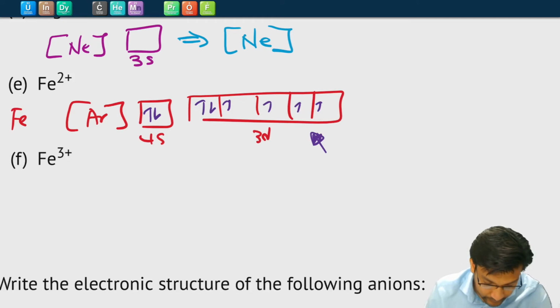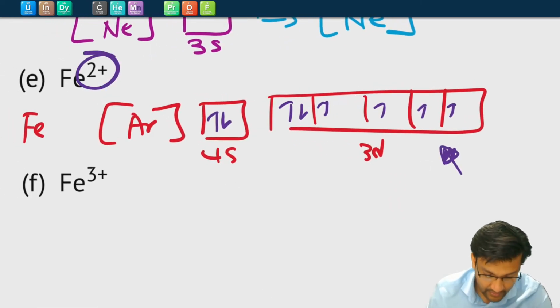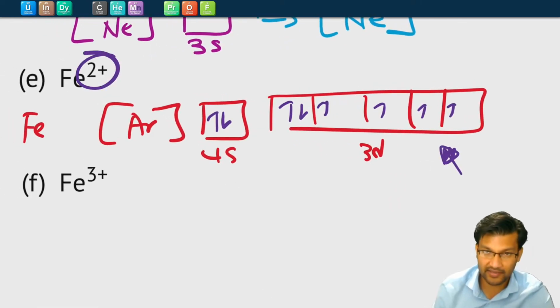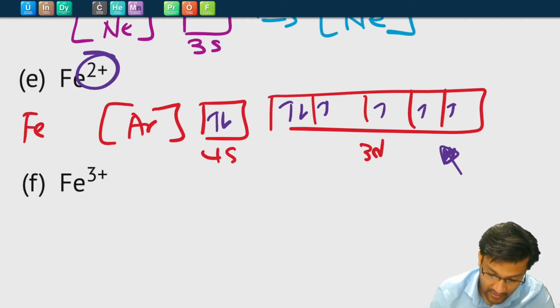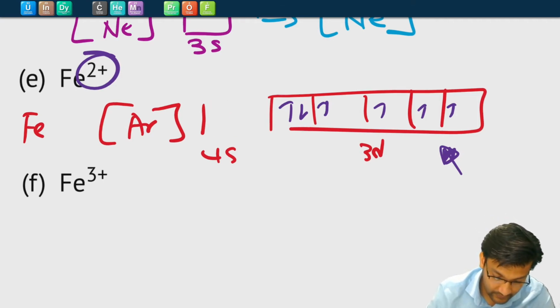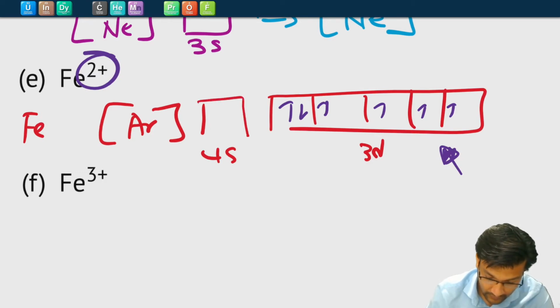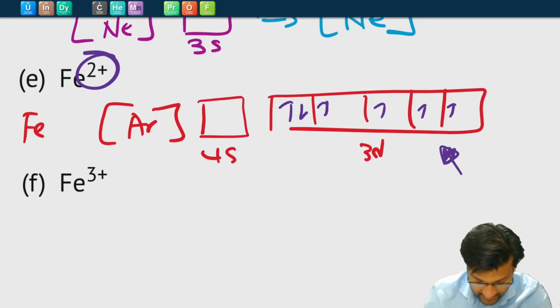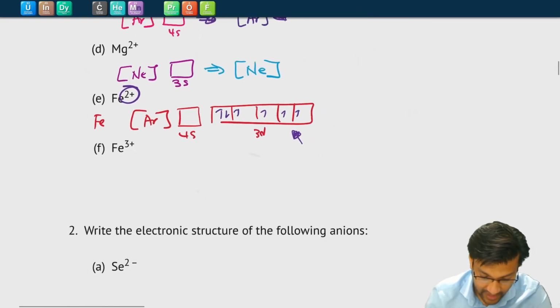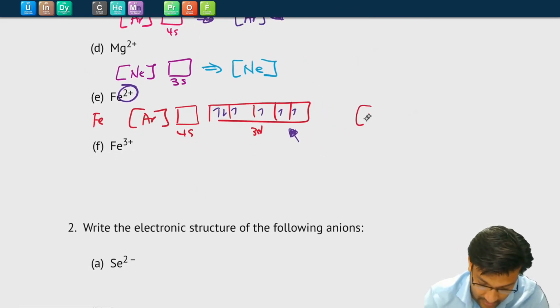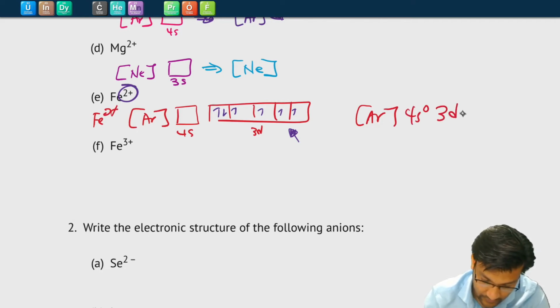Okay, now to make the 2 plus ion, we need to remove 2 electrons, and as I've mentioned, you remove from the 4s first. So we'll do that. Okay, so the electron configuration for iron 2 plus is now argon, 4s 0, 3d 1, 2, 3, 4, 5, 6.